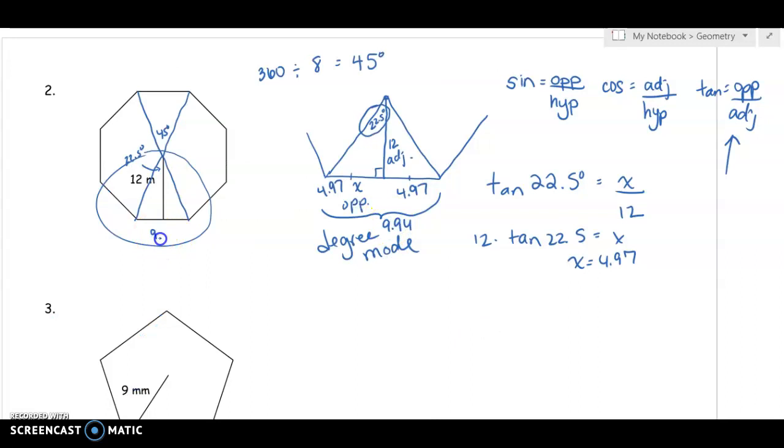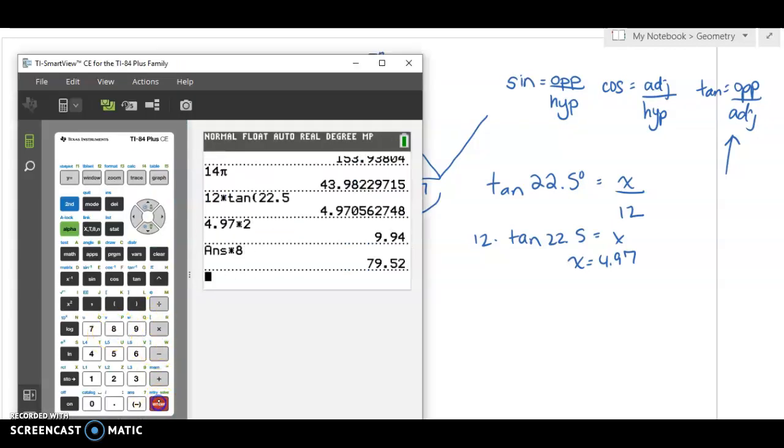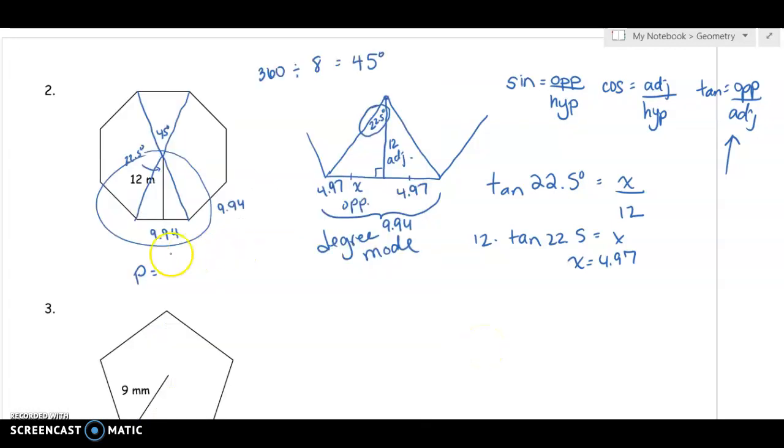So each side is 9.94. To find the perimeter, you're going to do 9.94 times 8. So multiply that by 8, and you're going to get 79.52 meters as your perimeter. So now we can find the area.